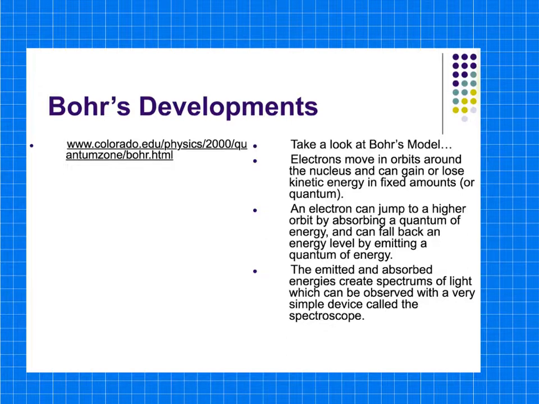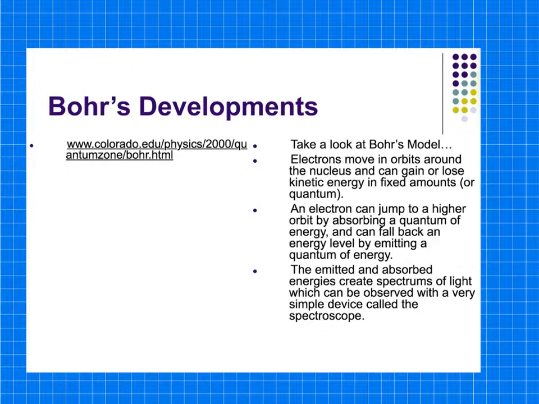Also, to explain what's happening a little bit more, we know that the electrons move in orbits around the nucleus, and in order to move from one energy level to another, it needs to either absorb or emit, gain or lose energy, kinetic energy to be more specific. And these energies are in fixed amounts, and the fixed amounts of energy are called photons because it's light energy.